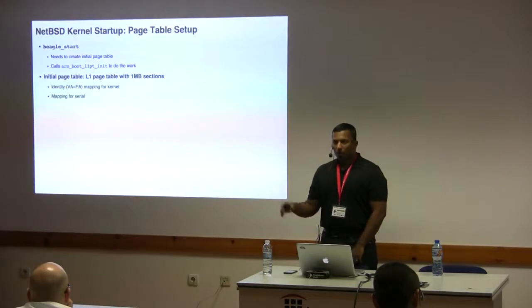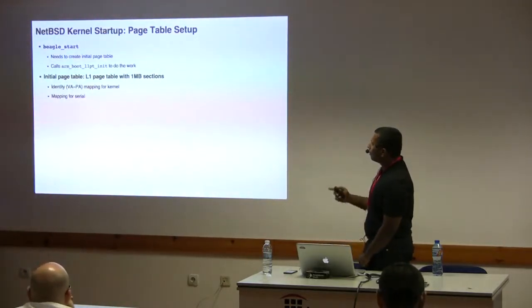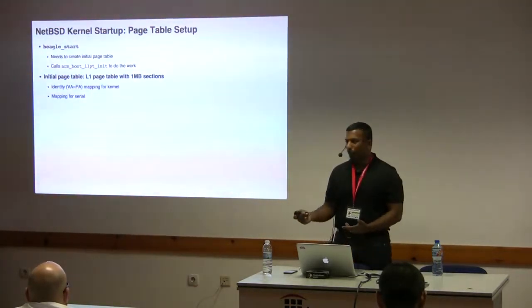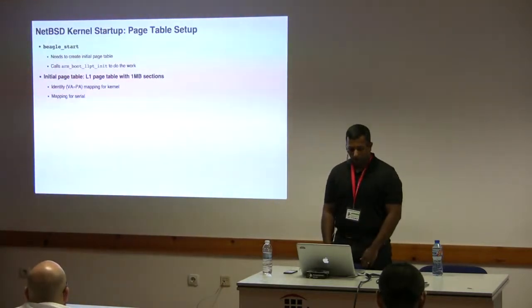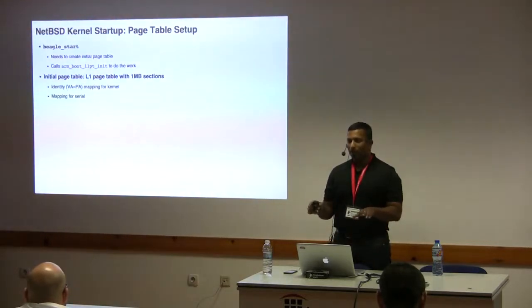So we'll continue on with the NetBSD initialization. The beagle_start will create an initial page table. It calls arm_boot_l1pt_init to do the work. This page table is an L1 page table with 1 megabyte sections. It has mappings for the kernel. It's just an identity mapping, so virtual address equals physical address, and has a mapping for serial, so we can get debug output out to the serial.